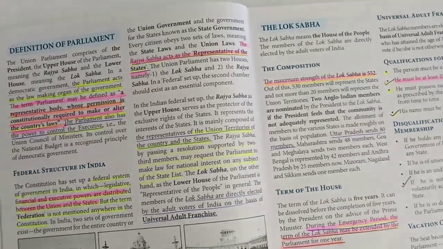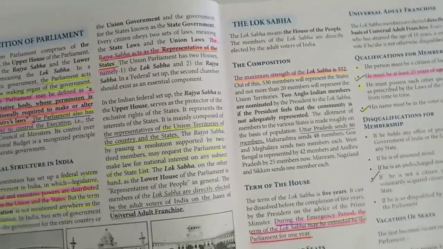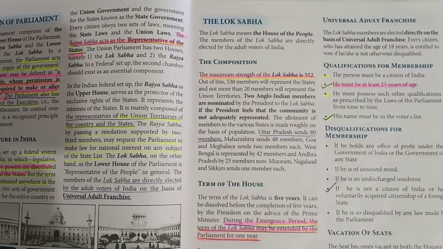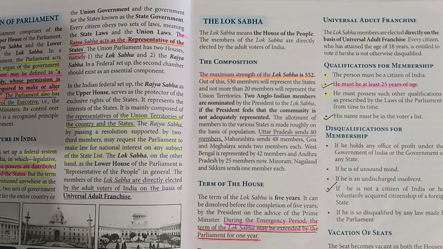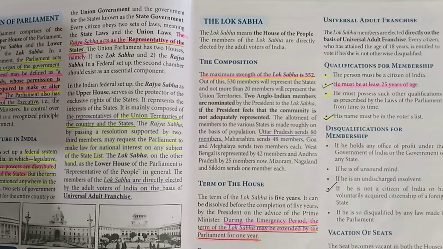So now we will be moving on to the Lok Sabha. The Lok Sabha means the house of the people. The members of the Lok Sabha are elected directly by adult voters of India. Adult voters, as I mentioned earlier.